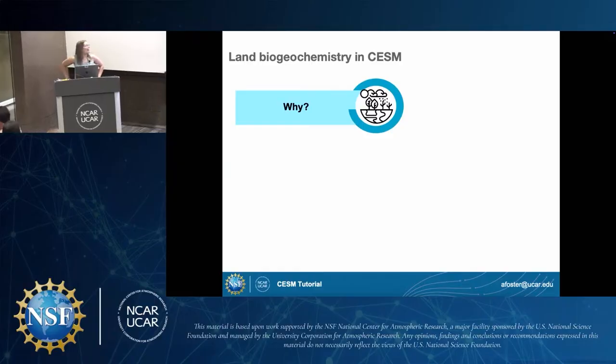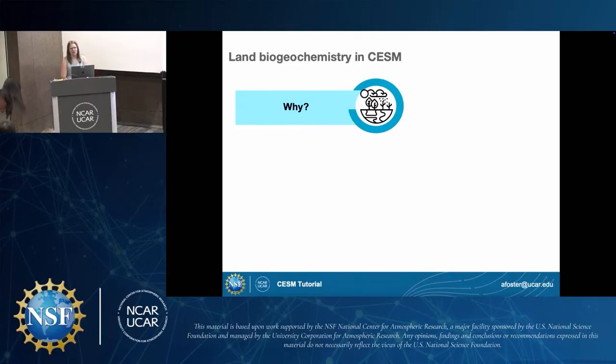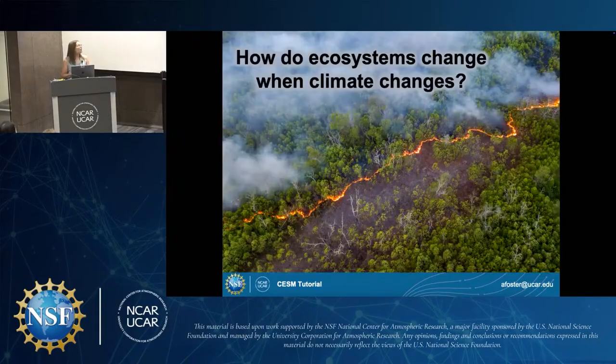So why? Science is often driven by big fundamental questions that organize and focus the efforts of researchers. So in astronomy, how did the universe begin? In physics, what comprises matter? In biology, how did complex organisms arise from single cells? In ecology, we want to ask, how do ecosystems change when the climate changes?